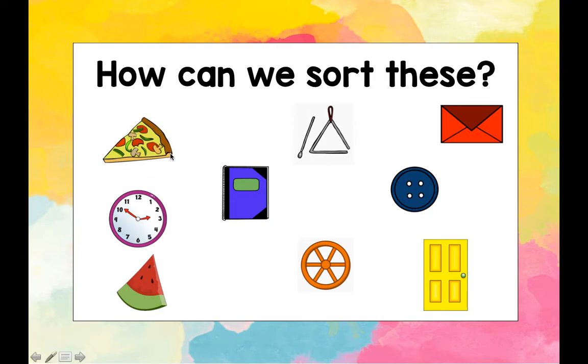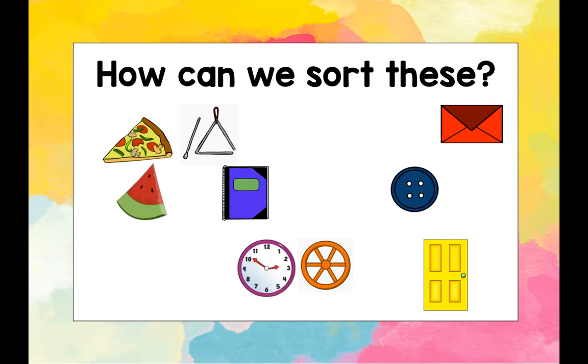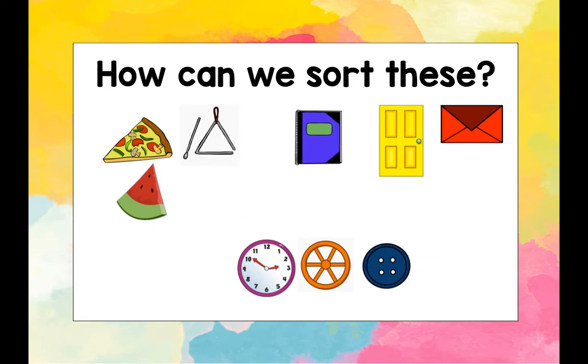Over here the pizza is a triangle. I see the clock is a circle, and the notebook is a rectangle, and the wheel is a circle, and the door is a rectangle, and the button is a circle. I see different kinds of shapes. So I'm going to start moving the shapes based on shapes, okay? So let's move the triangles together. The triangle and the pizza are triangles, and so is the watermelon. I'm going to put the circles together, the clock and the wheel, and the button. Those are circles. And then I see rectangles. I'm going to put the envelope, the door, and the notebook. Now I have them in groups based on shapes.